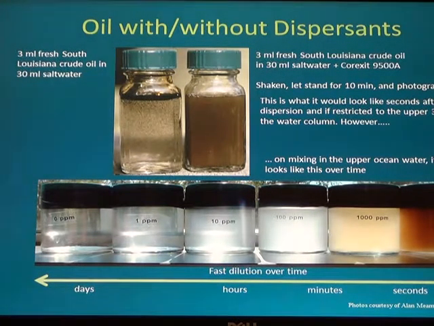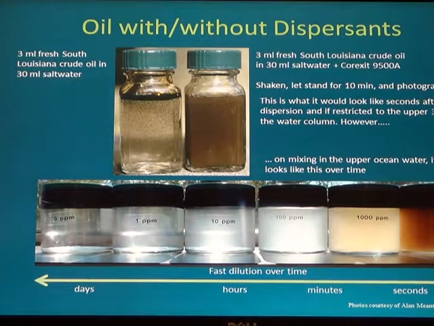And so this is just a depiction of what dispersed oil looks like in a very closed environment. On the left we have salt water and Louisiana crude oil. And on the jar on the right, we have a mixture of salt water, Louisiana crude, and dispersant Corexit 9500. Both of these jars were shaken very vigorously and then set down and allowed to sit for 10 minutes. And then the picture was taken.